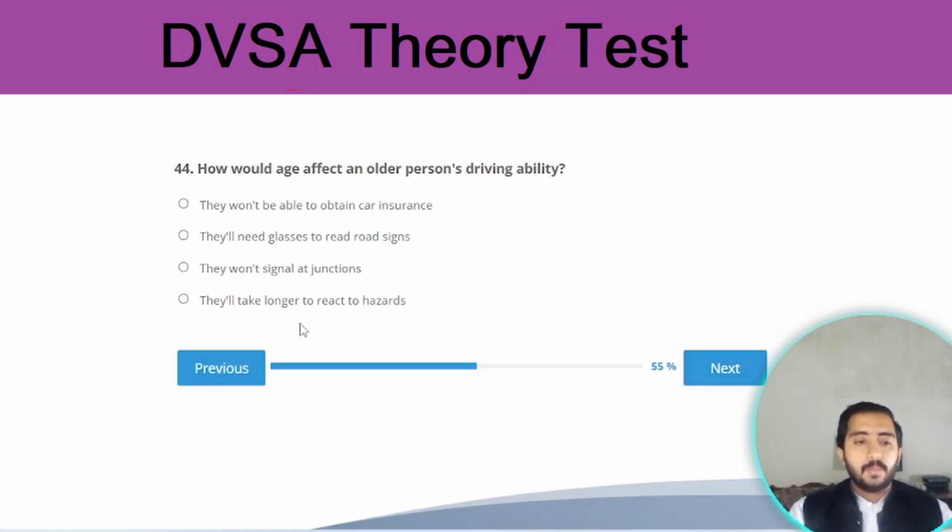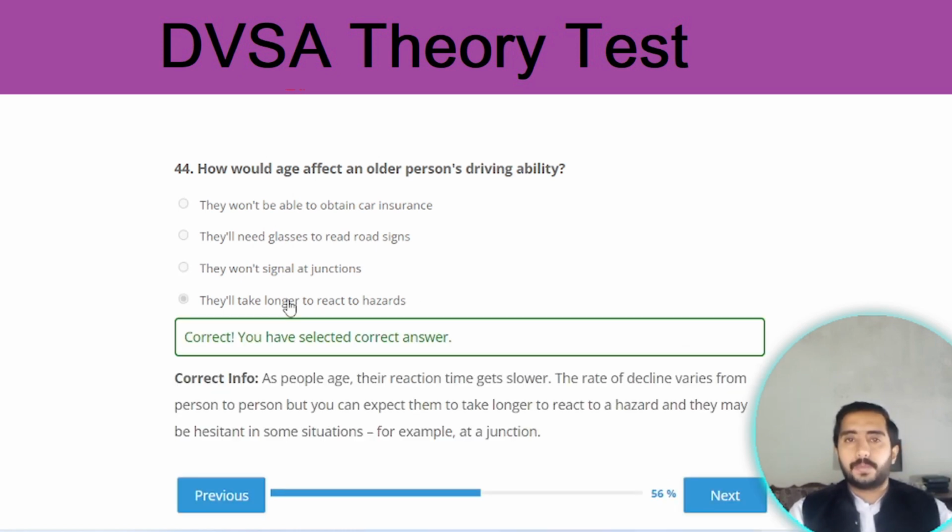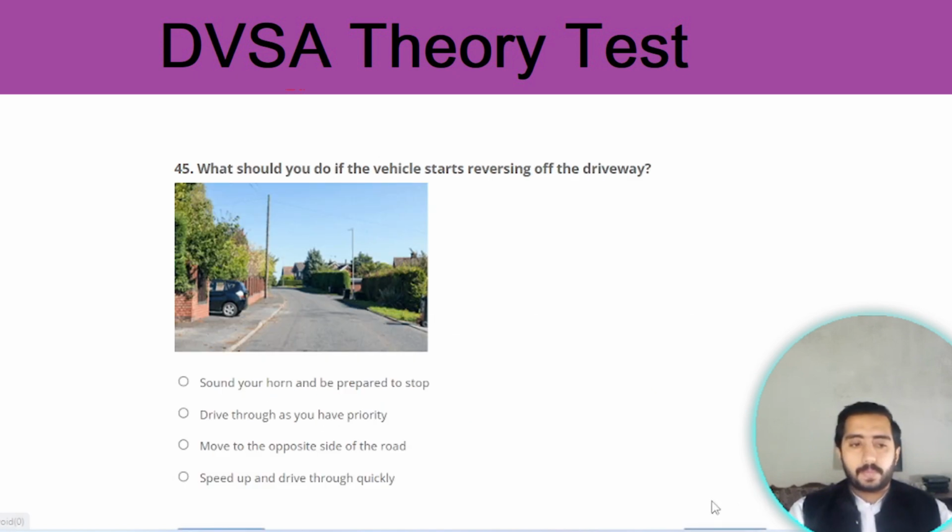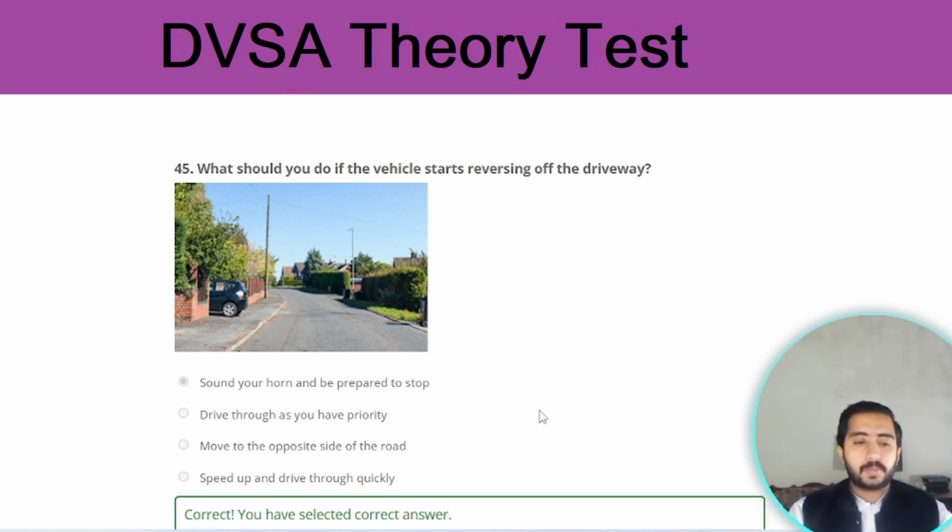Next question. Question number 44. How would age affect an older person's driving ability? Age affects an older person's ability as they take longer to react to hazards. Option D is the correct option. Next question. Question number 45. What should you do if the vehicle starts reversing off the driveway? The correct option is sound your horn and prepare to stop. Option A is the correct option.